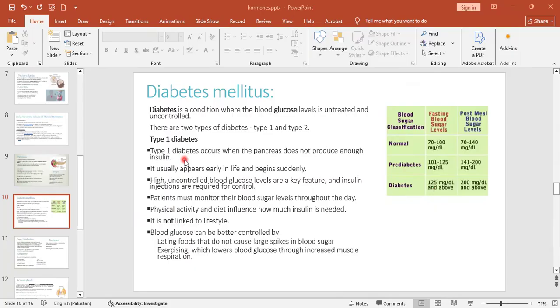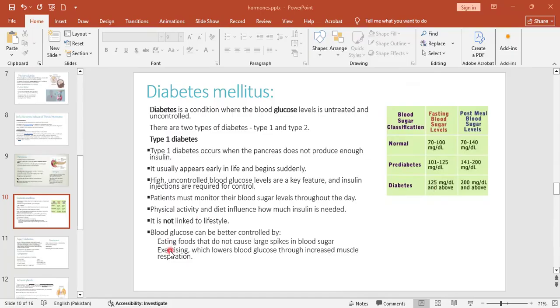Usually you may find this type of diabetes in children, or people of a very early or young age. That's diabetes type 1. All right, so they have to take the insulin forever in their life.